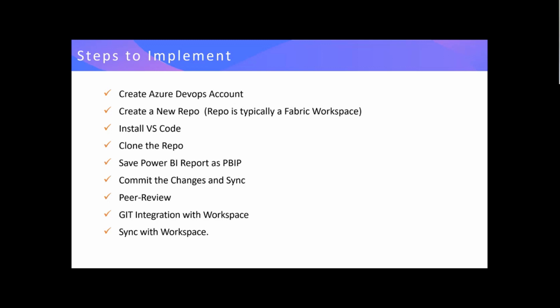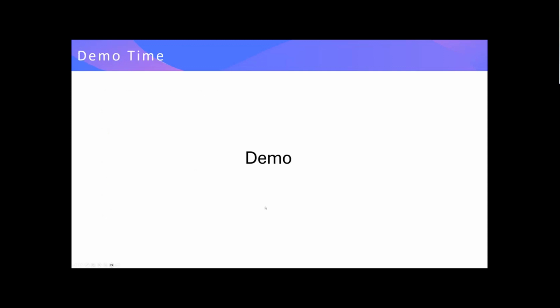And then you're gonna raise a pull request and have it peer reviewed by your team members, and then you go about integrating with Git and also with the workspaces. The Git integration with workspace, again, it's a premium feature that is out there, and then you're gonna sync it with the workspace at the end. So these are the typical steps that are involved from end to end, right from creating the Azure DevOps account till the workspace integration with Power BI.